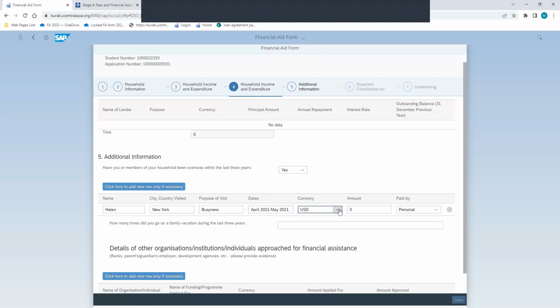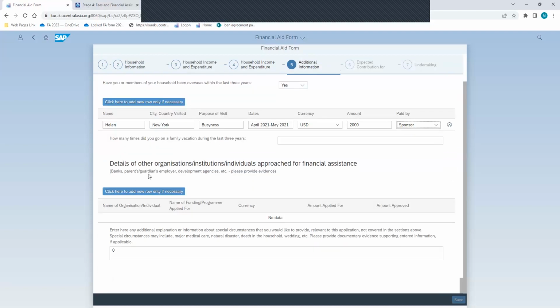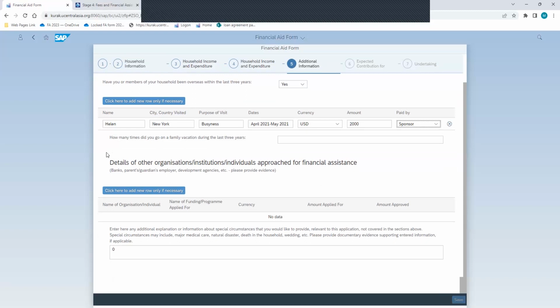And here we have to write the amount, what was the currency and how much was spent. Assume 2000 dollars was spent to visit New York. It was personal or it was sponsor. You need to choose here. In my case, maybe it was sponsor. Maybe mother went to New York using sponsor's money.